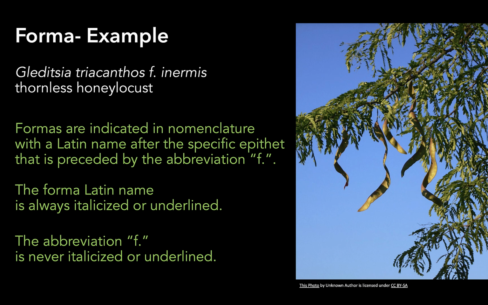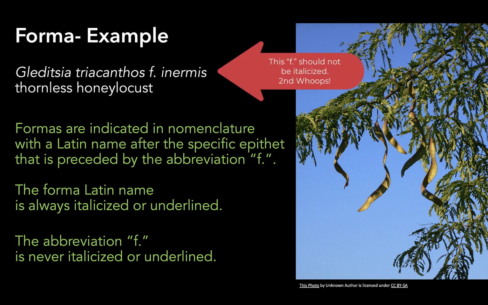Formas are indicated in nomenclature with a Latin name after the specific epithet that is preceded by the abbreviation f. with a period. And that f stands for forma. The forma Latin name is always italicized or underlined, all lowercase. But the abbreviation is never italicized or underlined. And it looks like I made a mistake in this slide. I left that f italicized. I'm going to correct that in the version that you have for your own reference.